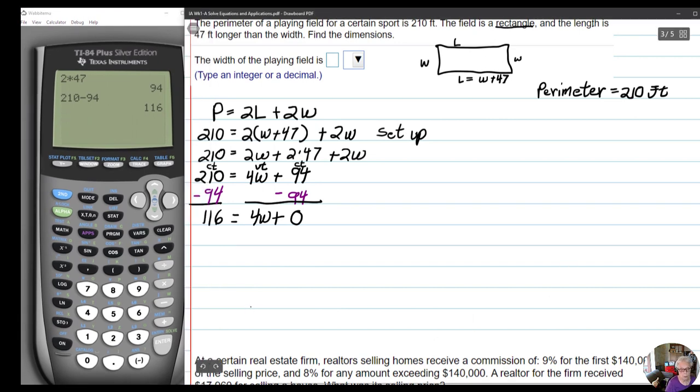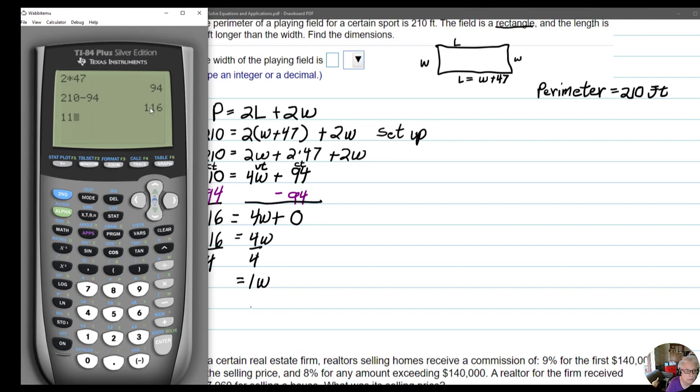Okay, so 116 equals 4W. Because 4W plus 0 is 4W. Now, I need W, I don't care what 4W equals. So, since this is 4 times W, I will divide by 4, the opposite of multiplication. 4 divided by 4 is 1, that gives me 1W, which is what I need. And 116. Oh, I didn't even have to do that. I could have left 116 there and just said divided by. But it's not going to work now. So I messed up. That's okay.